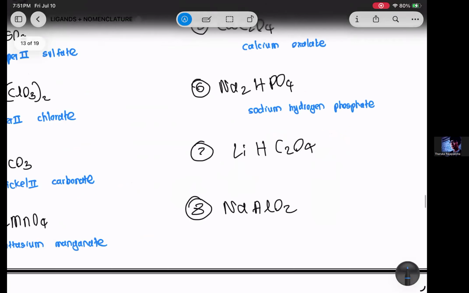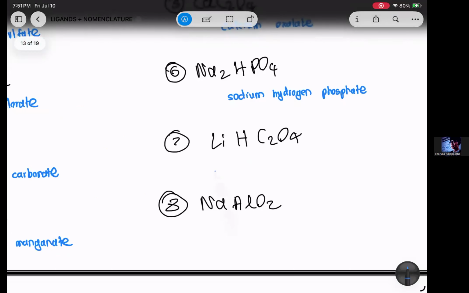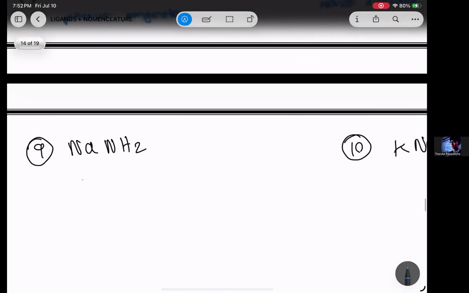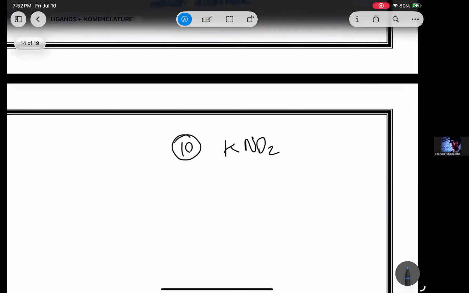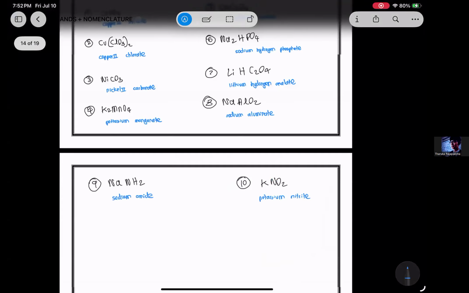Seventh one, lithium hydrogen oxalate. This is sodium aluminate. Then ninth one, sodium amide. And then this one, potassium nitrite.